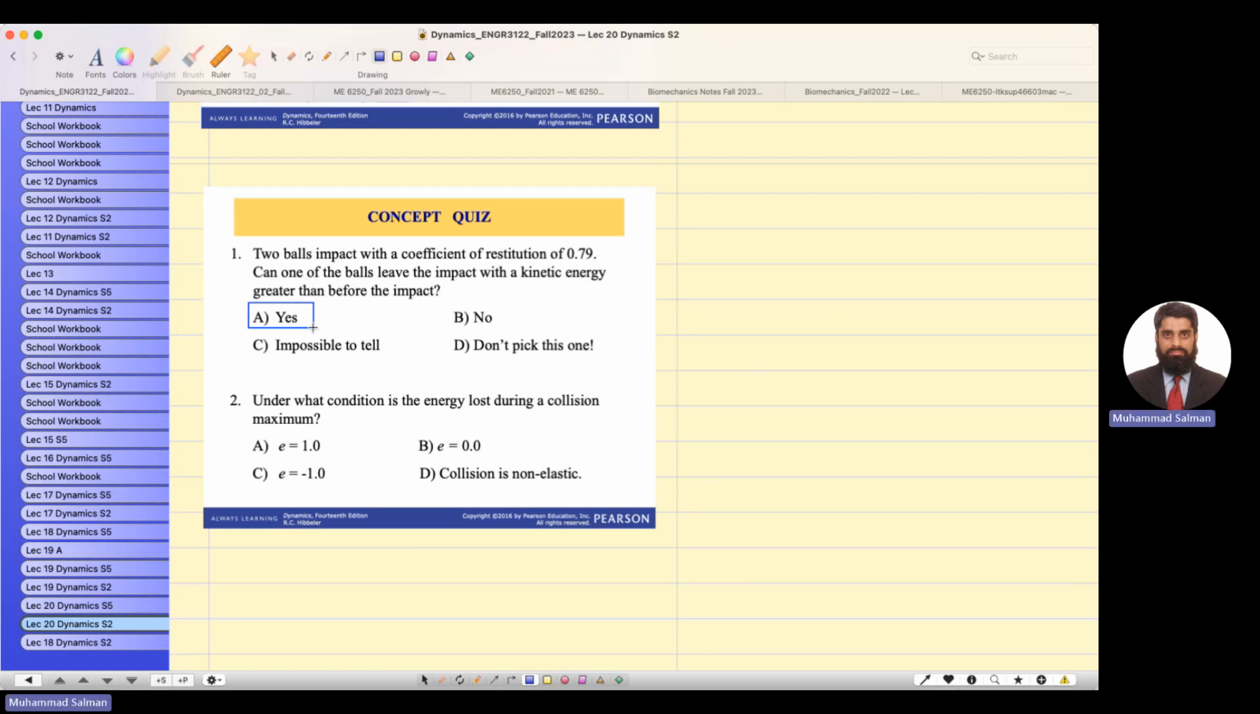So how about the next question? Can you answer the next part? B is the correct answer. Energy lost during the collision is maximum when e equals 0, meaning 0% recovery. You see my point? Debt credit, debt recovery.